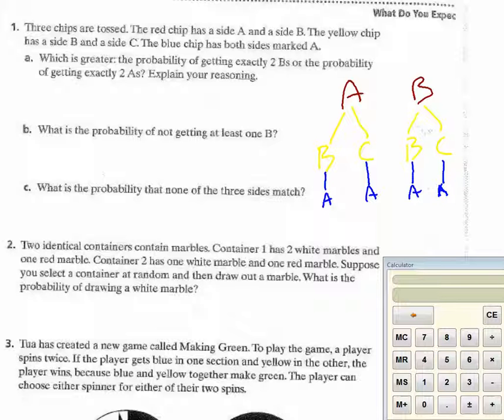All right. So before I take a look at this, they're all equally likely, aren't they? Okay. So I have A, B, A, C, A, B, B, A, and B, C, A. So what's greater, the probability of getting exactly 2 B's or the probability of getting 2 A's? Well, it's pretty obvious. The probability of getting 2 A's is better. It's 1/2 the time I'll get 2 A's.